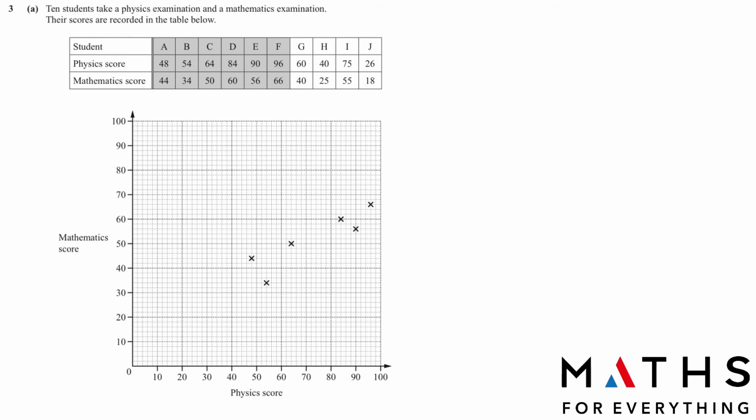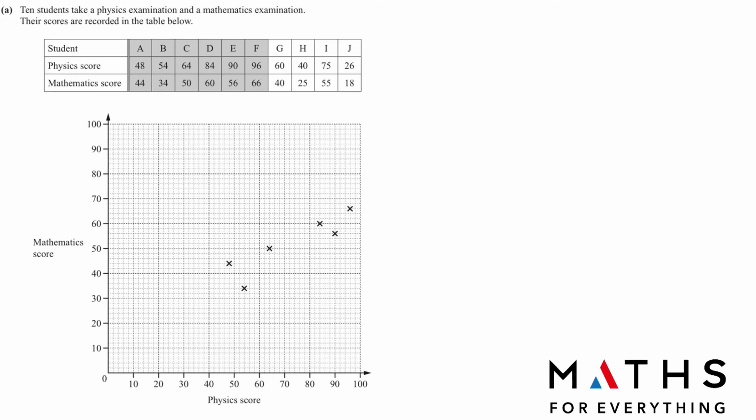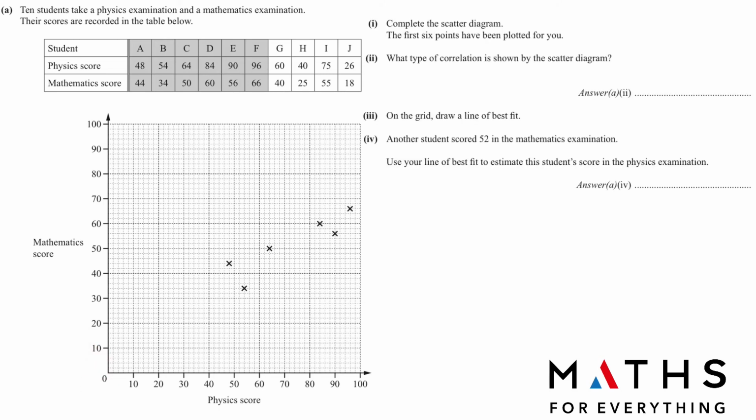Question number 3 is a scatter diagram. 10 students take a physics examination and a mathematical examination. Their scores are recorded in the table below. This axis is for physics and this is for mathematics. The first part is complete the scatter diagram. The first 6 points have been plotted for you.